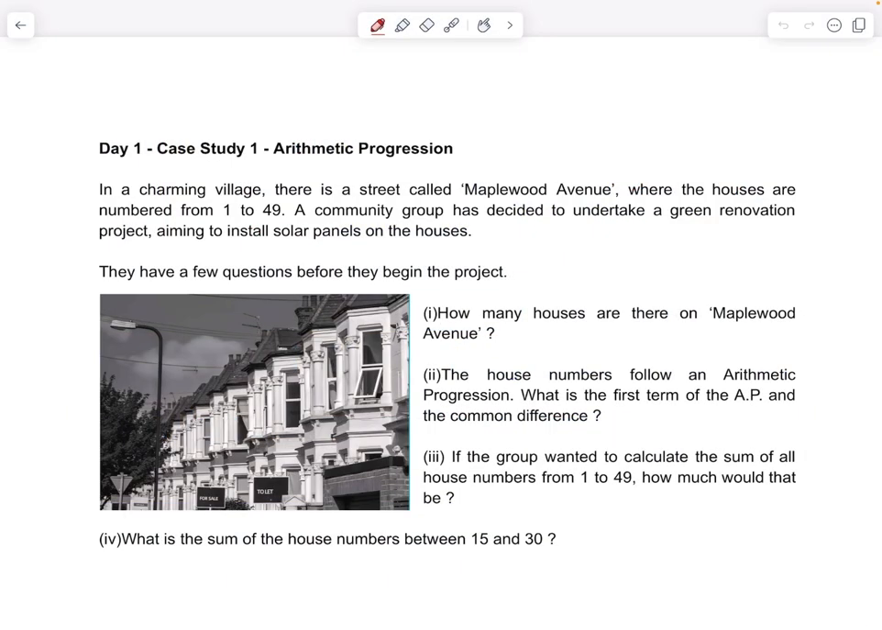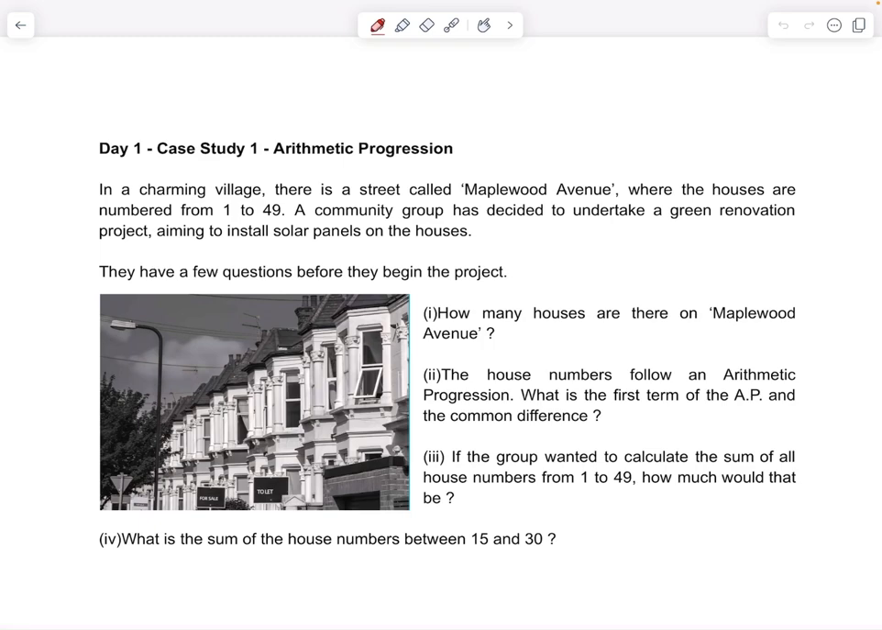The question goes like this. In a charming village, there is a street called Maplewood Avenue where the houses are numbered from 1 to 49. A community group has decided to undertake a green renovation project aiming to install solar panels on the houses. They have a few questions before they begin the project.